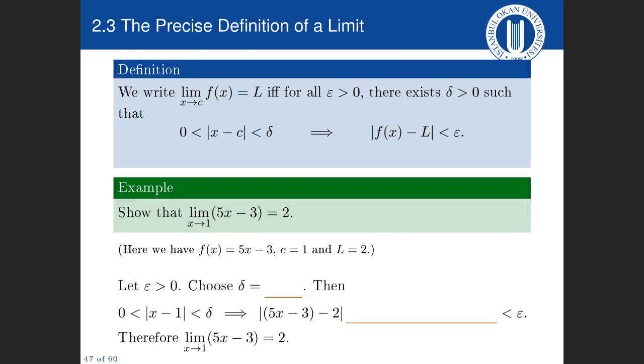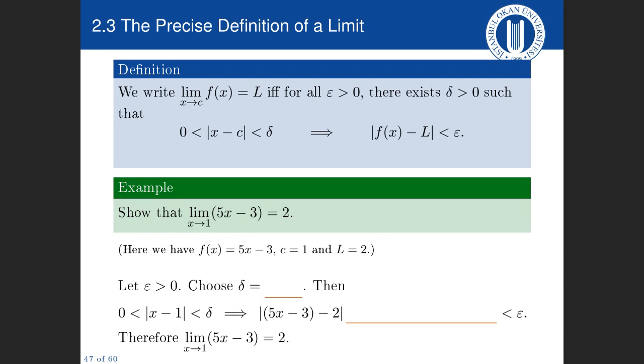The first part of the definition was about epsilon. So the first part of our answer is going to be about epsilon. So first, let epsilon be greater than zero. In other words, let epsilon be any number. Doesn't matter how big or how small. The rest of it needs to be true, even if epsilon is incredibly small.